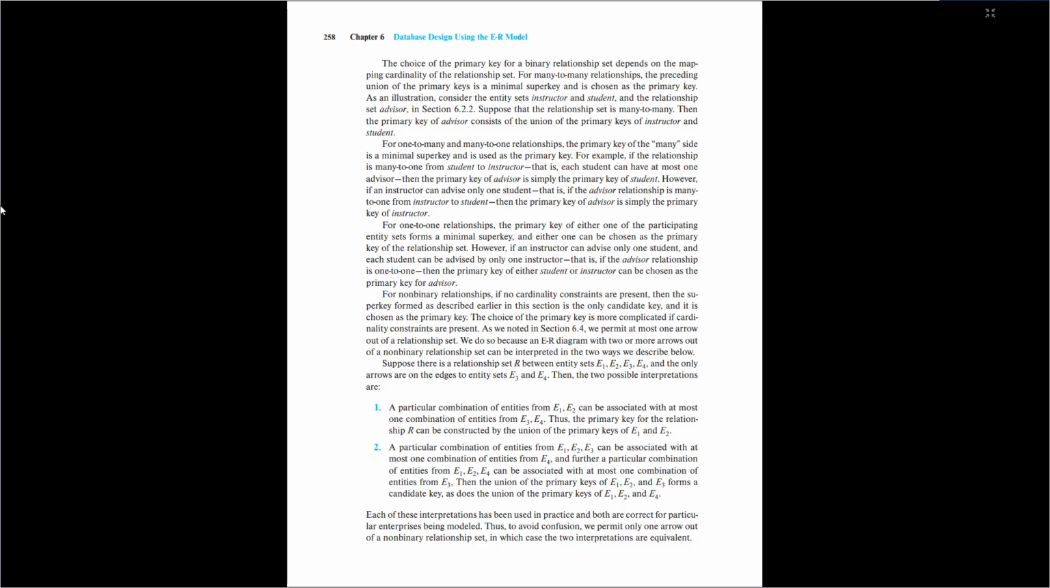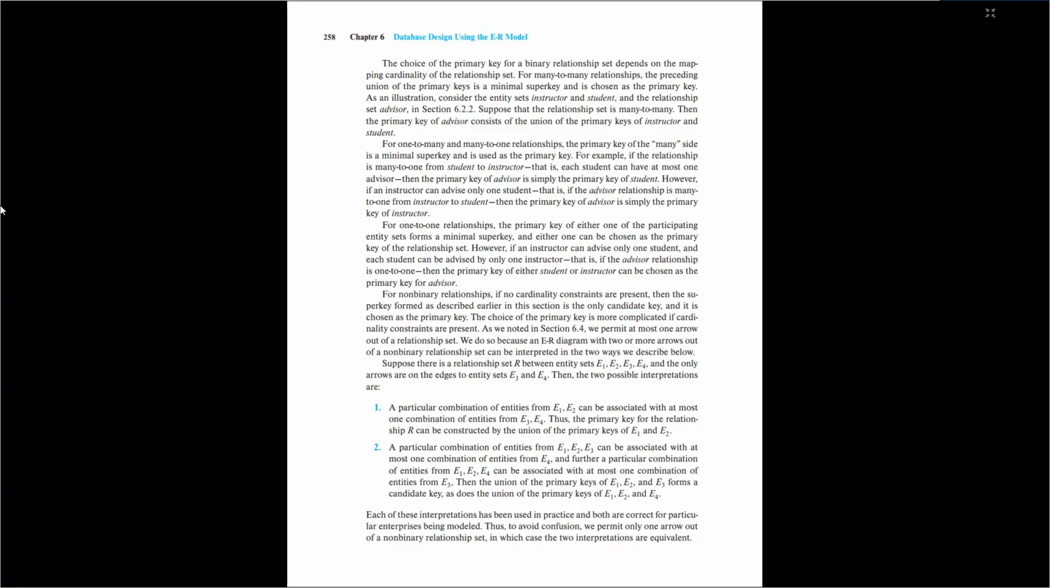258 Chapter 6 Database Design Using the ER Model. The choice of the primary key for a binary relationship set depends on the mapping cardinality of the relationship set. For many-to-many relationships, the preceding union of the primary keys is a minimal superkey and is chosen as the primary key. As an illustration, consider the entity sets instructor and student, and the relationship set advisor, in section 6.2.2. Suppose that the relationship set is many-to-many. Then the primary key of advisor consists of the union of the primary keys of instructor and student.